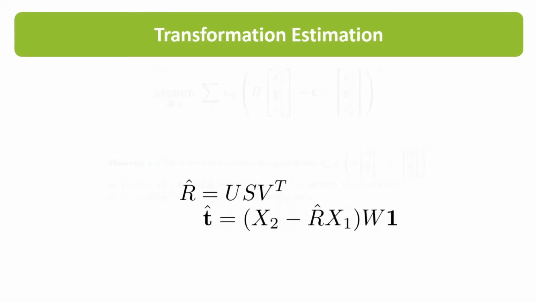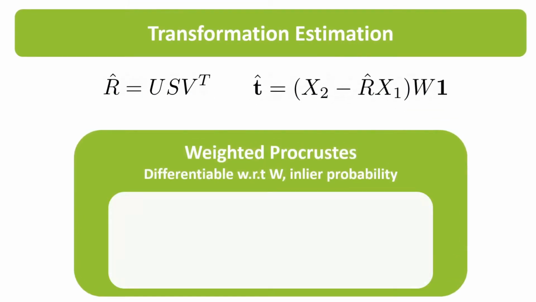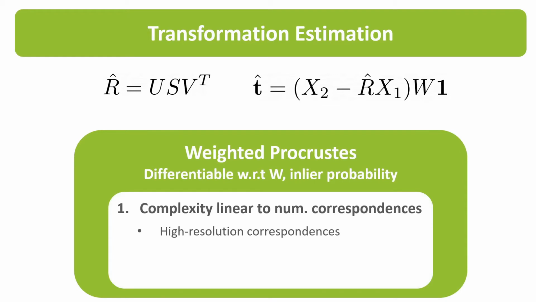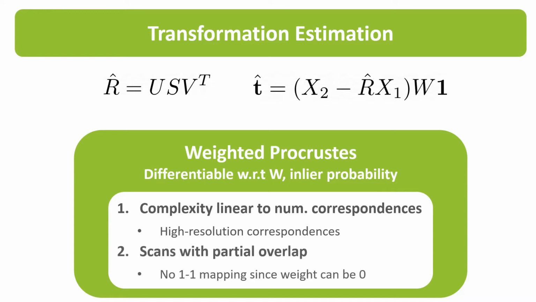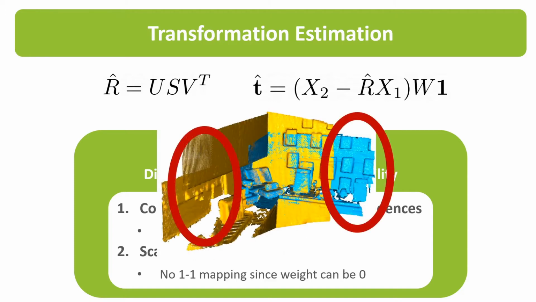We name this Weighted Procrustes, and it has a couple of advantages. First, as we pass gradients through the weights, the complexity is linear to the number of correspondences, which allows us to process many correspondences efficiently. Second, we can assign 0 to the weight and effectively remove correspondences, which is critical when we have regions with no overlap, like the highlighted parts.